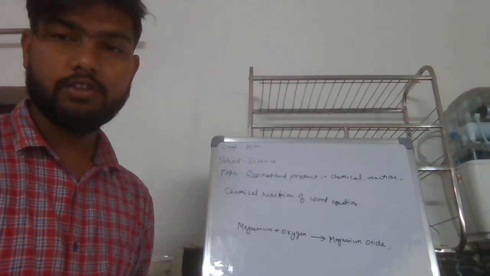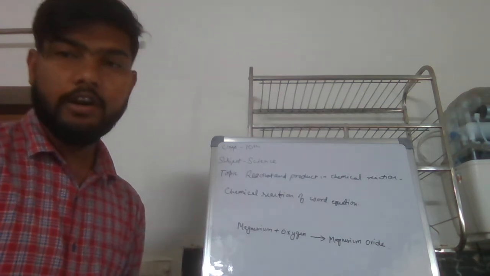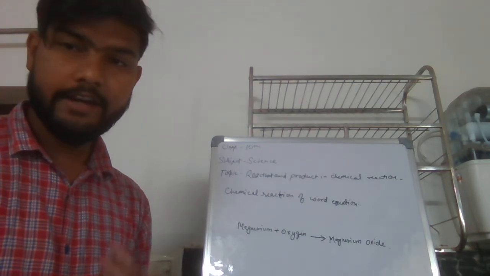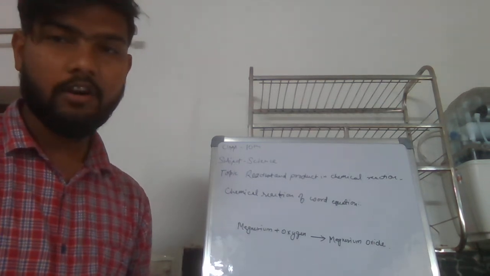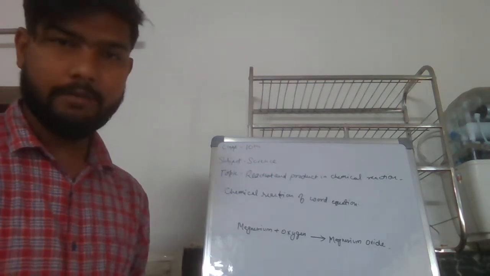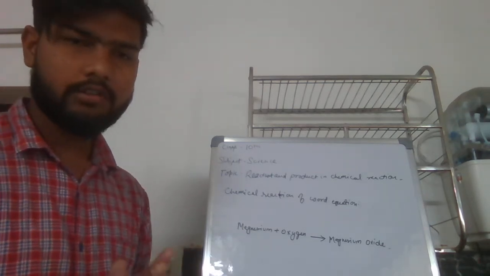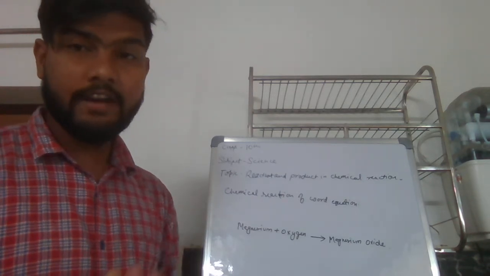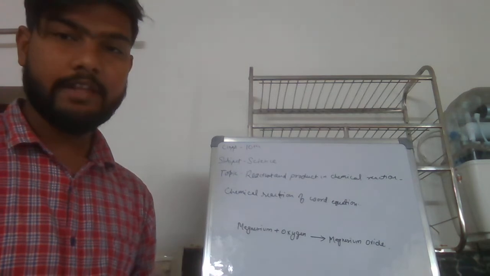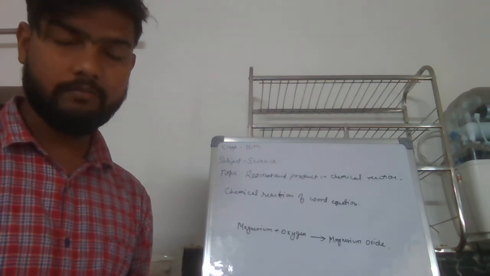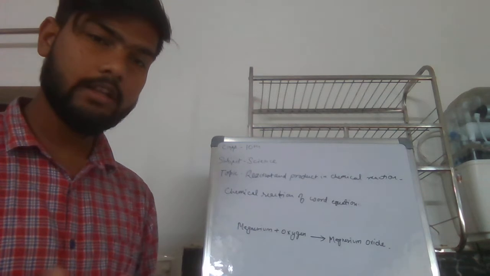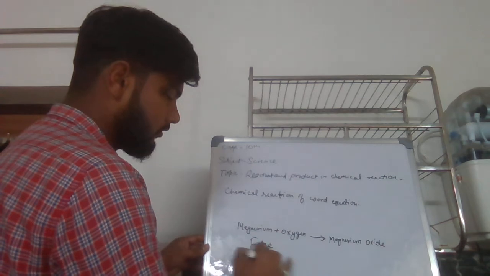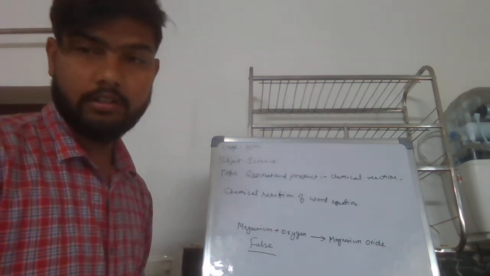So here is a question for you. In the word equation, the products are written on the left hand side and the reactants are written on the right hand side of the reaction. Will this statement be true or false? I have told you the reactants are written on the left hand side with a plus between them, and the products on the right hand side with a plus between them. So this statement will be false. So the final answer here is false.